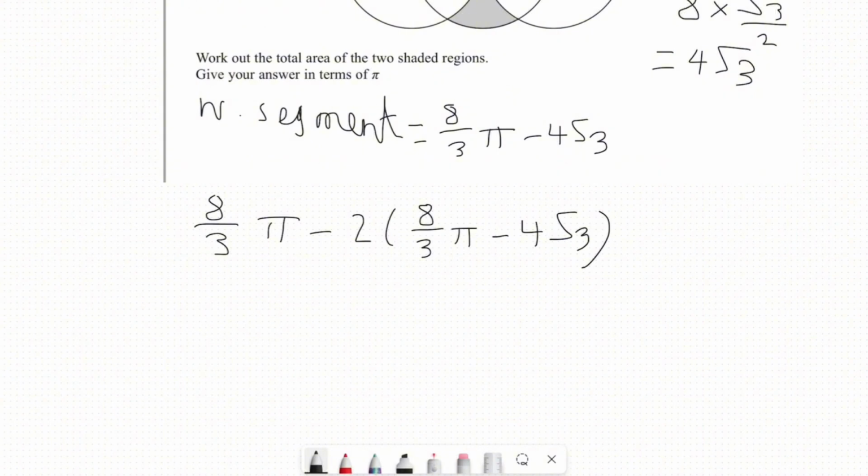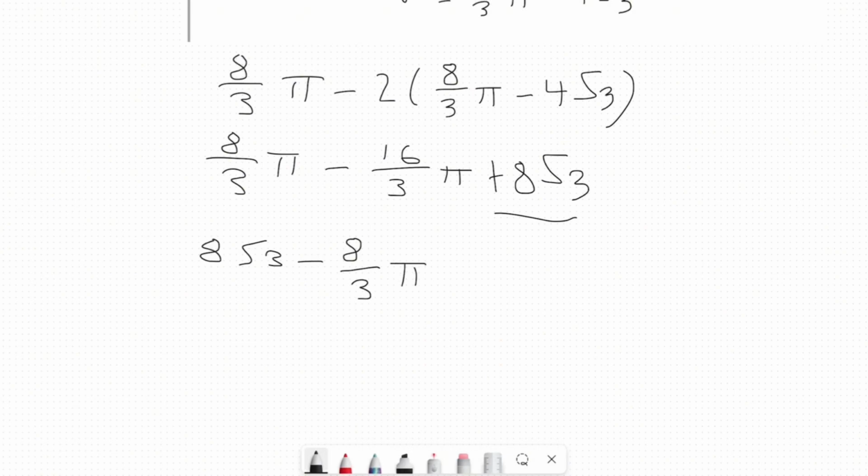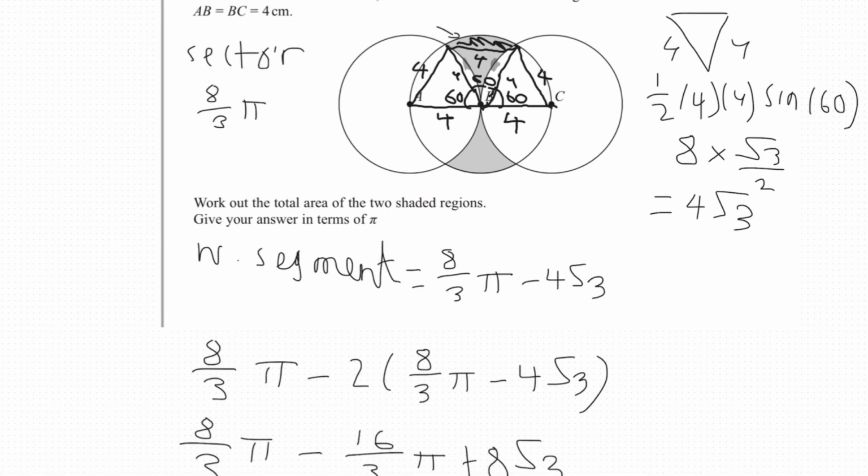Okay? And then what we can do is we can just simplify this. So the 8 over 3 pi can just stay the same, nice and simple. And then we've got 2 times 8 over 3. Well, that's just 16 over 3 pi. And then we've got minus 2 times minus 4 root 3, which is plus 8 root 3. And then tidying this up, we've got the 8 root 3 on its own. So we can just deal with that. Then we've got 8 over 3 pi minus 16 over 3 pi, which will give us minus 8 over 3 pi. Now that tells us the area of one shaded region.